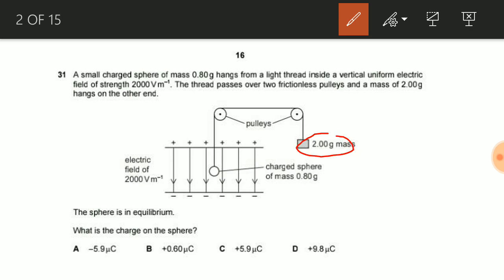This is a mass that is attached with this rope with the support of two pulleys, and this mass is pulling a charged sphere of mass 0.8 gram, and this charged sphere is kept in between the electric field created by these two plates, and the magnitude of the electric field is 2000 volt per meter, and also the charge is in equilibrium. Because of that, all upward force and downward force in this case should be equal with each other.